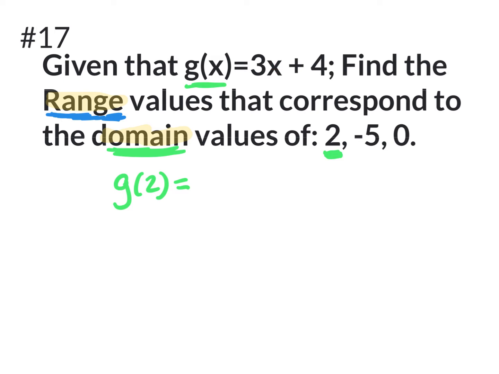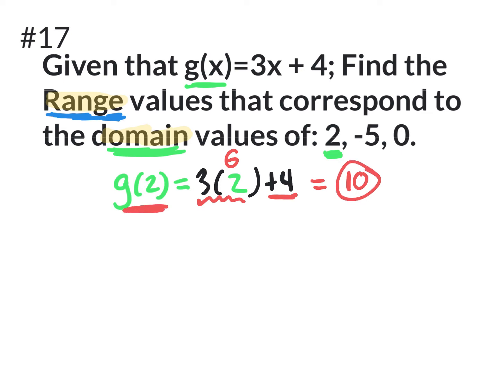So here we go. We have 3 times 2 plus 4. What is 3 times 2? That's 6. And what is 6 plus 4? That is 10. So g of 2 gives us 10. All right, let me go with the next one.